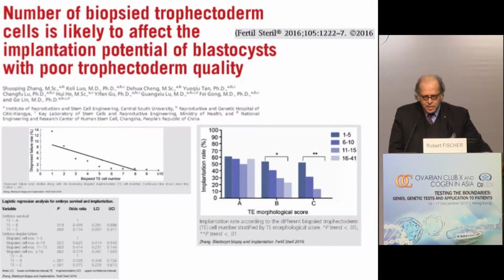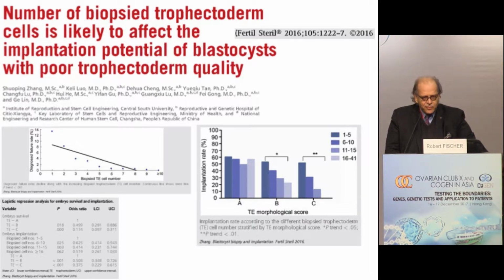So this is a paper published just last year to show that the number of biopsied trophectoderm cells was likely to affect the implantation potential of blastocysts with poor trophectoderm quality. So as you can see here, these are different morphological qualities of the blastocyst, and the more cells that have been taken, the lower the probability of implantation of this blastocyst, even though it was euploid.